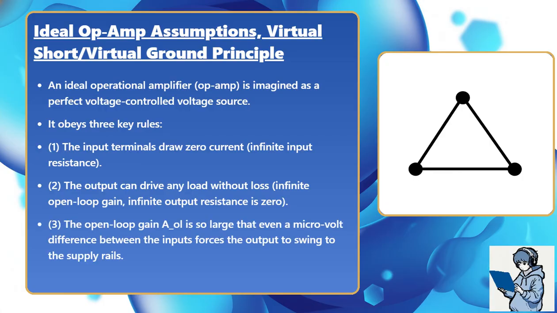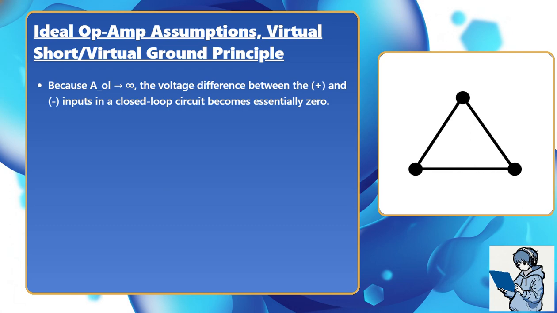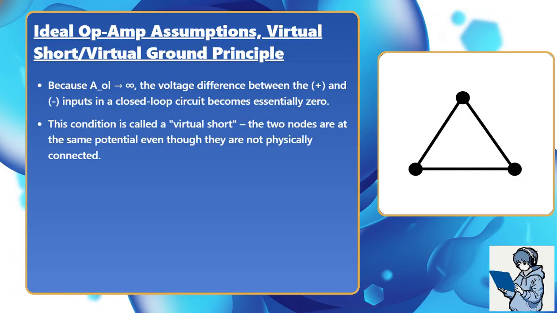Number 3, the open loop gain A sub OL is so large that even a microvolt difference between the inputs forces the output to swing to the supply rails. Because A sub OL approaches infinity, the voltage difference between the plus and minus inputs in a closed loop circuit becomes essentially 0. This condition is called virtual short. The two nodes are at the same potential even though they are not physically connected.